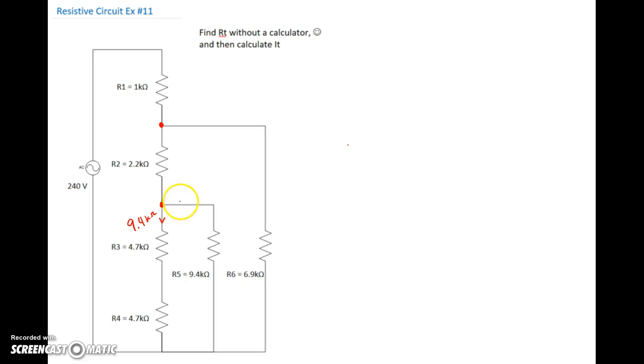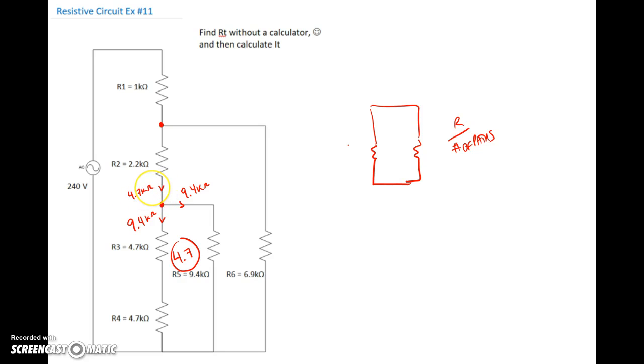Now, current also goes over here and goes down this parallel path over here. Ooh, look at that, 9.4 kiloohms. Okay, so those guys are the same. So what do we know about a parallel circuit that has two equal resistance values? Well, we take the resistance and we divide by the number of paths. In this case, we have two paths, both of them at 9.4. So 9.4 divided by 2 gives us 4.7. So everything down here is the same as a 4.7 kiloohm resistor. So we're going to write that in, 4.7 kiloohms from there down.